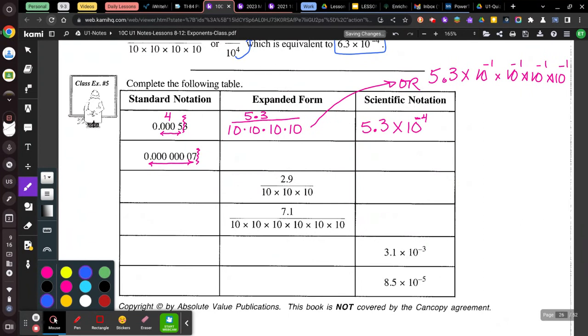So this guy, I'm going to show the positive exponents because I'm running out of room here. So I would have 7.0 on top of. Now, how many spaces are in between those? I see 8 spaces. So if there's 8 spaces, I'm going to have 8 10s on the bottom.